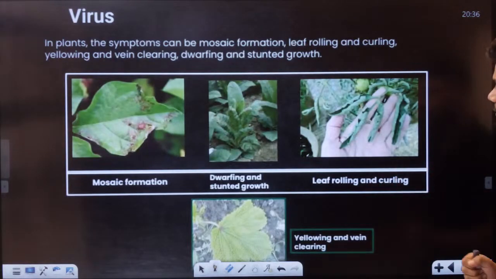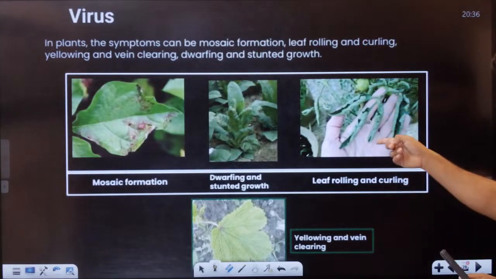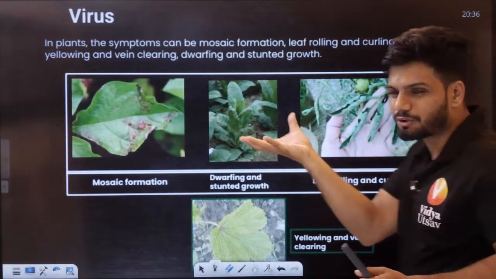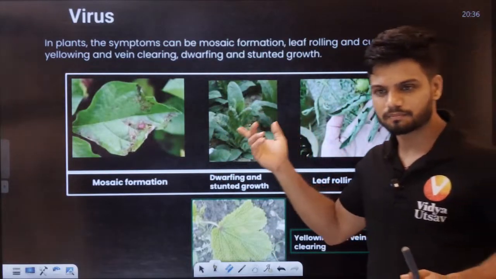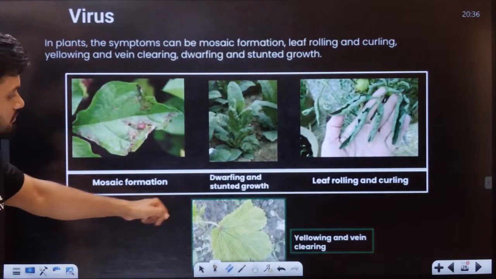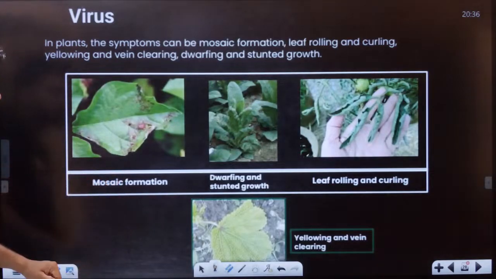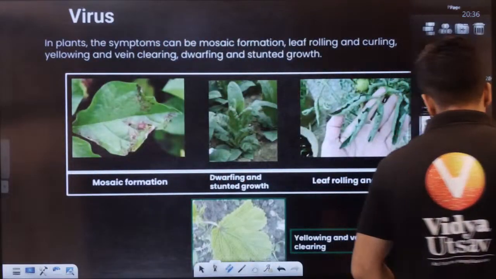In plants, students, how many of you have noticed this? Leaves curl inwards. Leaves will have weird patterns, dwarfing, yellow coloring, veins clearing, mosaic formation. All of these are different plant diseases caused by viruses.